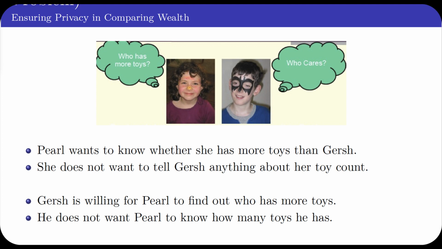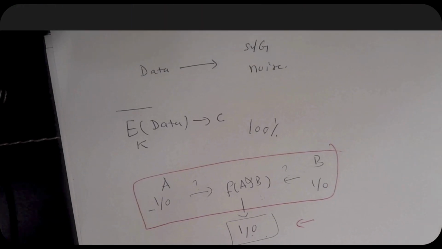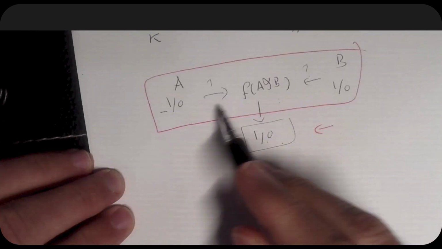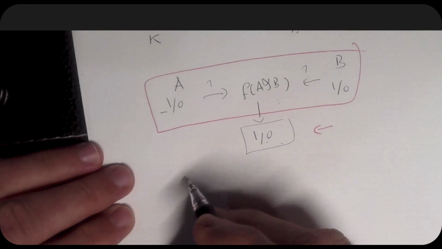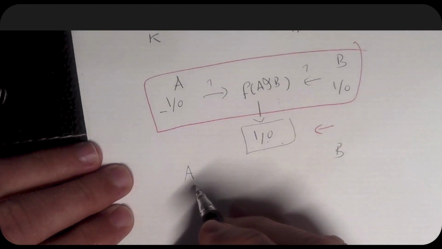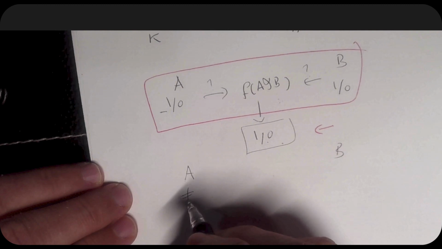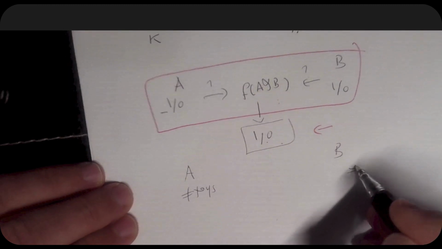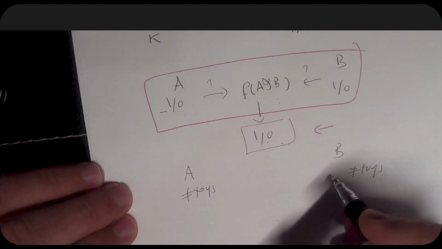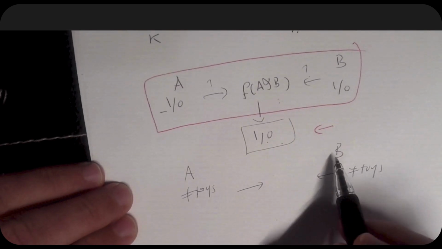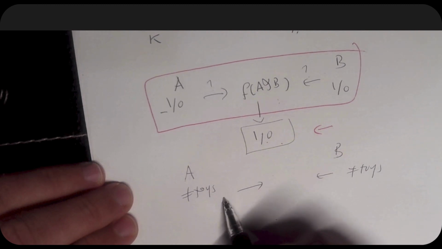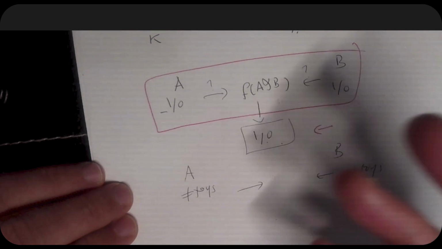So back to the same problem that we talked about here. If you take a look, we can use the same structure that we have. We have Alice and Bob, or two users, or two children. The difference here is that each of them has an input, the number of toys. Okay, this one should be protected. For example, in this case, B doesn't know any information about the number of toys of Alice, or A, or say Pearl or Gersh.